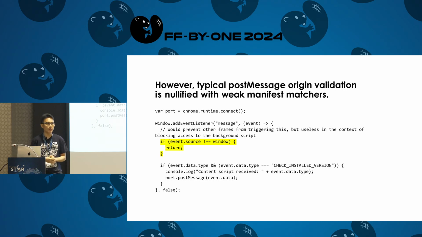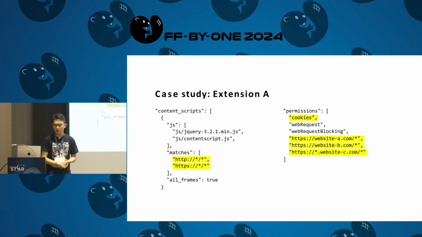And as I mentioned earlier, this is effectively nullified when you have weak manifest matches, where the content script is injected in every single page, regardless of the URL. So very quickly, we can talk about a case study with extension A. And in this case, it has very weak matches. You can see it here. It has a few permissions. It has the cookies permission, and you can access the cookies of website A, website B, and all the subdomains of website C. So obviously, I think it was meant to just operate on all these websites, but the matches don't line up with what permissions have been granted.